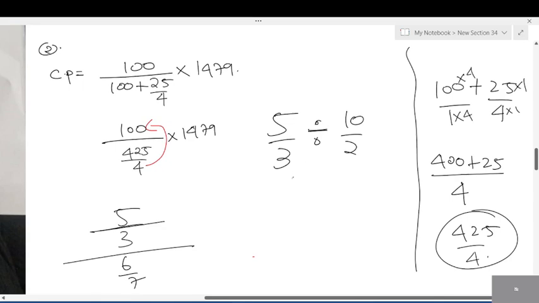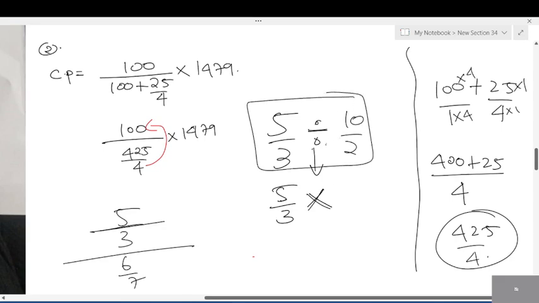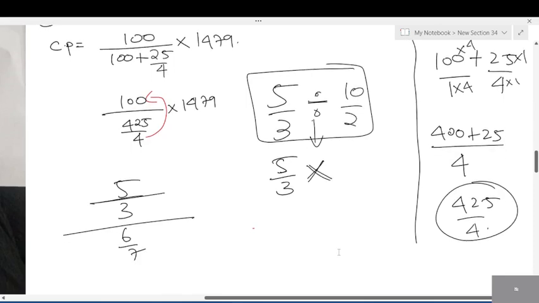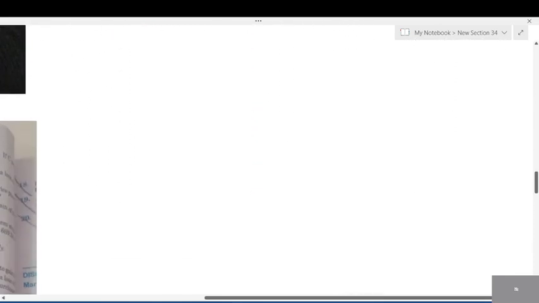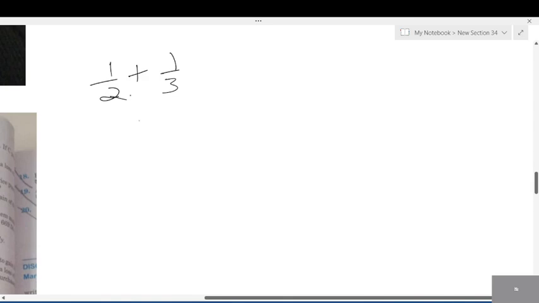Okay, whoever doesn't know, look, I'll teach. 5 divided by 3, keep it as it is. This division, students, always division will get converted into what? Will get converted into multiplication. See, we can't take LCM for division and multiplication, right? We can't take LCM. Let me just teach you all the topic so that you don't get confused. 1 by 2 plus 1 by 3. How do you solve this question?